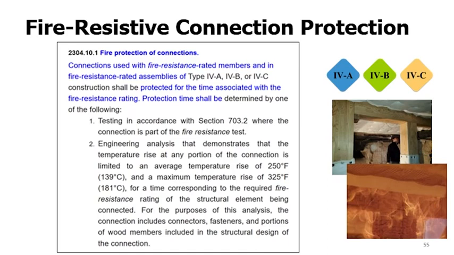Notice that the last sentence of item 2 clearly defines the connection as including the connection hardware, fasteners, and portions of the wood members included in the design of the connection. Included in the structural design, that is. This is an important point because it means that the connected wood members themselves cannot be used as part of the protection unless those members are intentionally oversized for this purpose. So if they're oversized beyond what is necessary for the structural design, then you can rely on a certain portion of those wood members for protection. Otherwise, you cannot. And generally speaking, the connection protection is made up of distinct members of either wood, gypsum, or some other approved material that is applied over the connection.